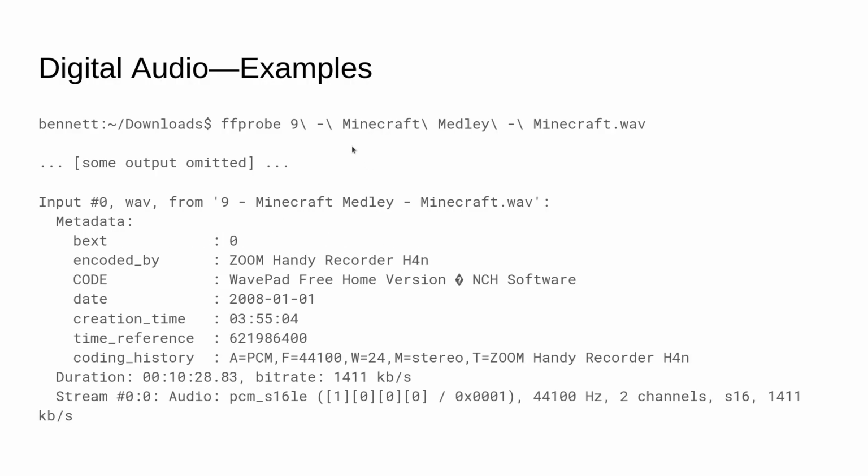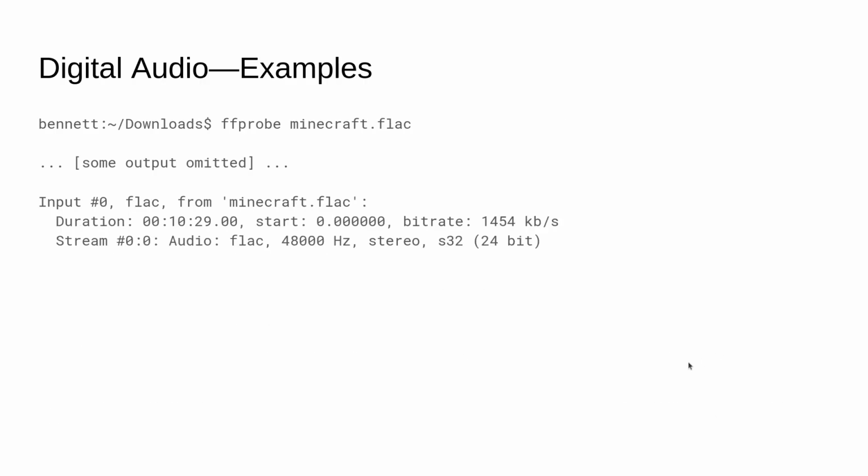Let's take a look now at another similar recording, but this time it's a WAV, so it's uncompressed. And we can see this came straight from the recorder. It's one of the audience recordings for Minecraft. And the audio stream here is 44.1 kilohertz. It's two channels, so it's stereo. And again, we see S16, so it's a 16-bit recording.